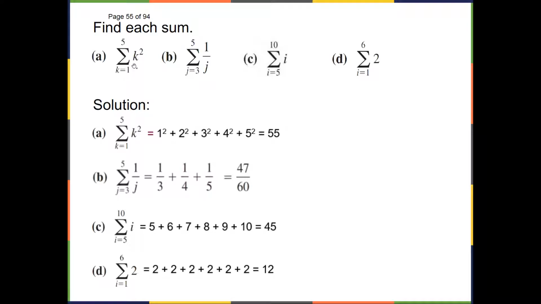Here, I'm squaring it. So if I had 1 to 5, it's 1 squared, 2 squared, 3 squared, 4 squared, 5 squared. Here, if j is going from 3 to 5, then it's going to be 3, 4, 5. Starting point, ending point, and the general equation that I'm using. 5 to 10 would be 5, 6, 7, 8, 9, 10. Here, sigma i from 1 to 6 of 2: there's no way in which I can integrate i, so it's just going to be 2 plus 2 plus 2 plus 2, 6 times basically.